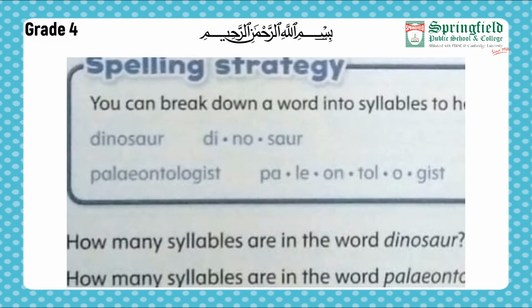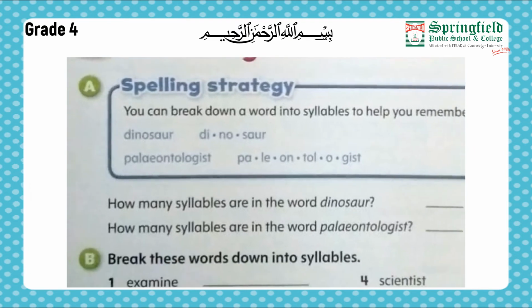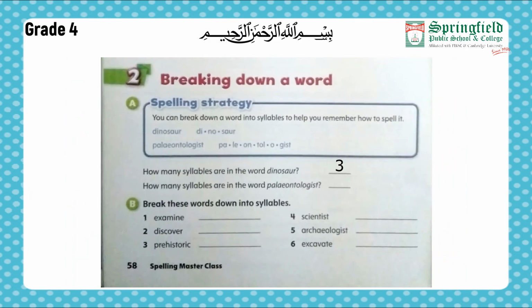Alright. So how many syllables are in the word dinosaur? Count it. 3, right? You are going to write 3. And how many syllables are in the word paleontologist? Well, count them. 1, 2, 3, 4, 5, 6. How many? 6. So you are going to write 6 in the second blank. I hope, students, you have understood what syllables are and how to break a word into syllables.